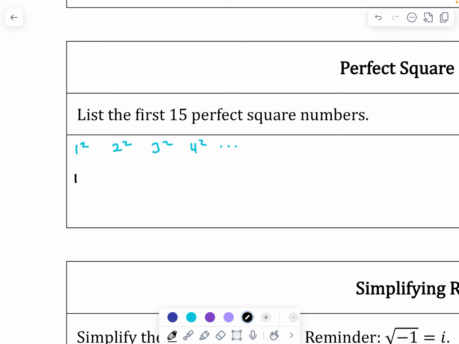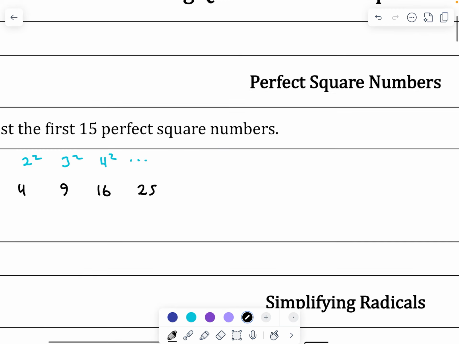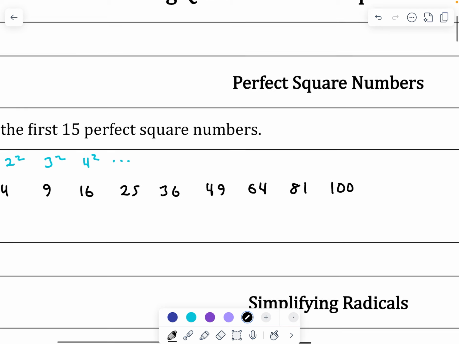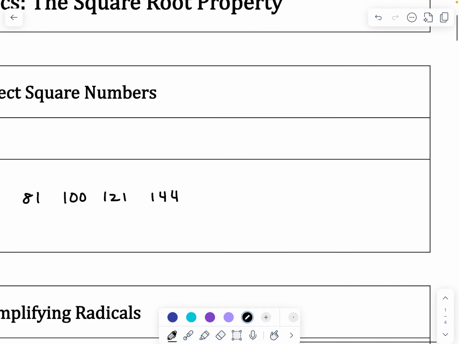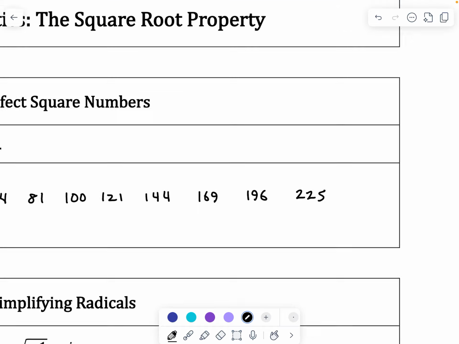Not much explanation. 2 times 2 is 4. 3 times 3 is 9. 4 times 4 is 16. 25. 36. 49. 64. 81. 100, right? That's 10 squared. 121, that's 11 squared. 12 squared is 144. Some people haven't memorized the 12 squared. 13 squared is 169, and 14 squared is 196. So a little pattern there. And then 15 squared is 225, right?